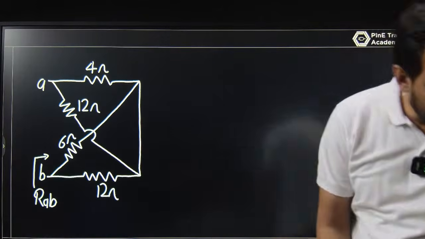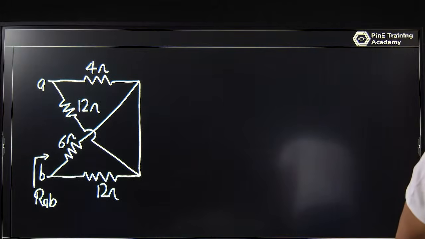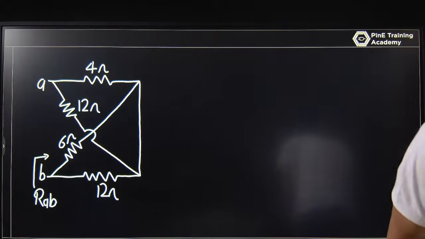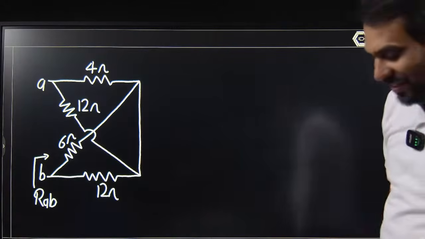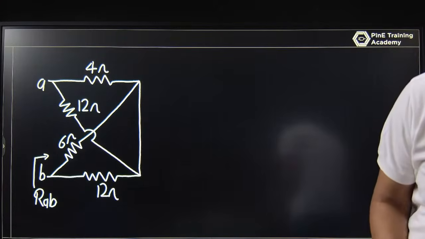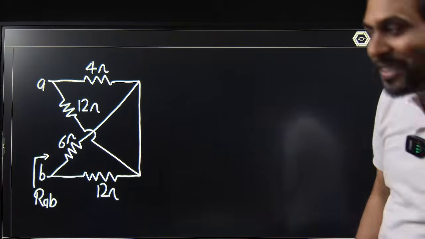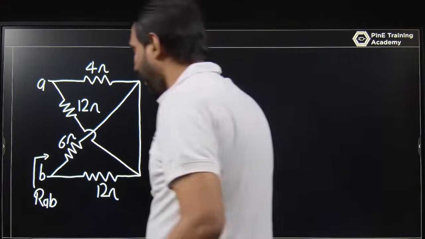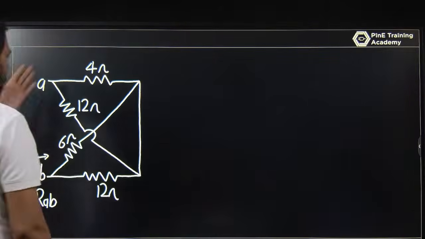Yes, anyone have an answer that 1.5? No? This is 2 by 3, it is not 2 by 3. That RAB is 3 by 2 there. That answer would be 1 upon RAB is 2 by 3, so RAB is 3 by 2. Okay? Okay, take this question.